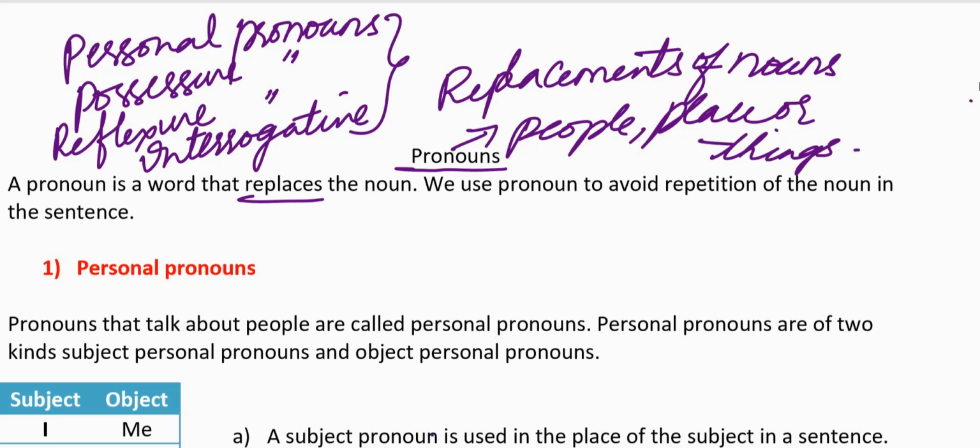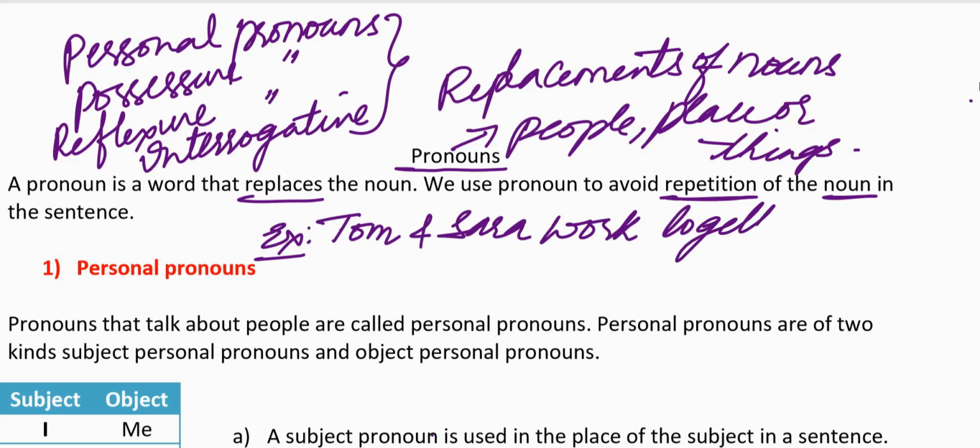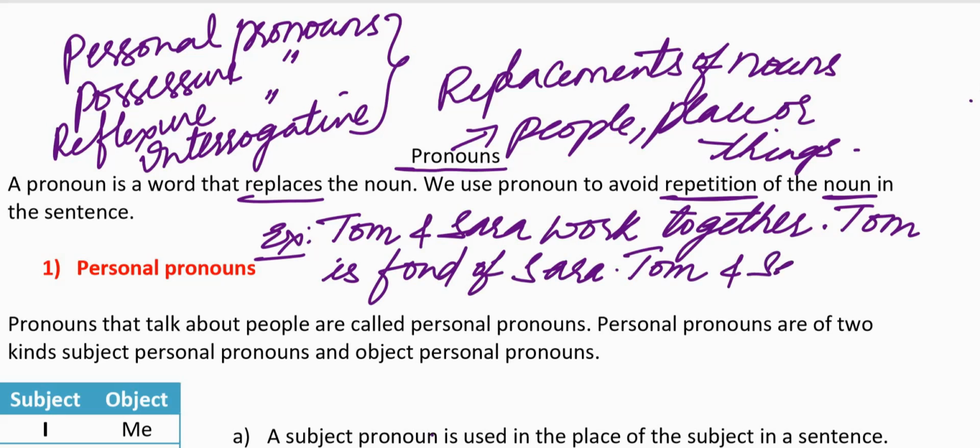Why do we need pronouns? We need pronouns to avoid repetition of the noun. If we use nouns too often in our speech or in written work, it just makes it unnatural and unnecessary. Let me give you an example here. If I write, Tom and Sarah work together, Tom is fond of Sarah. Tom and Sarah are friends. If we look at this sentence, we find that we have used the noun quite repetitively, and it is making our sentence look unnatural and foolish.